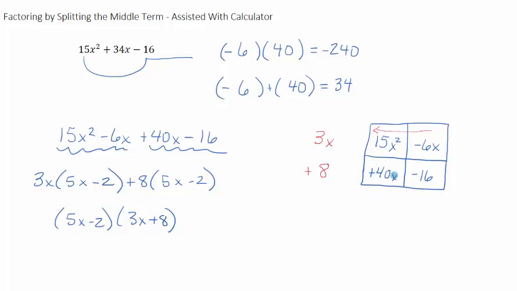And then we're going to take our GCF out this way. And here we have a 5x. And here we have a minus 2. So then you can see your factors there, a 3x plus 8 and a 5x minus 2, and we can write that as our two binomials that factors this original trinomial we were given.